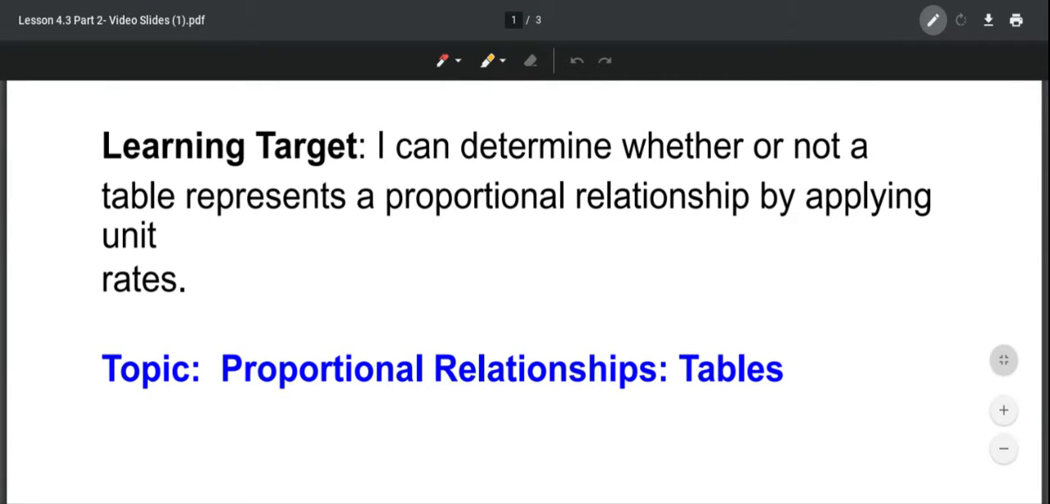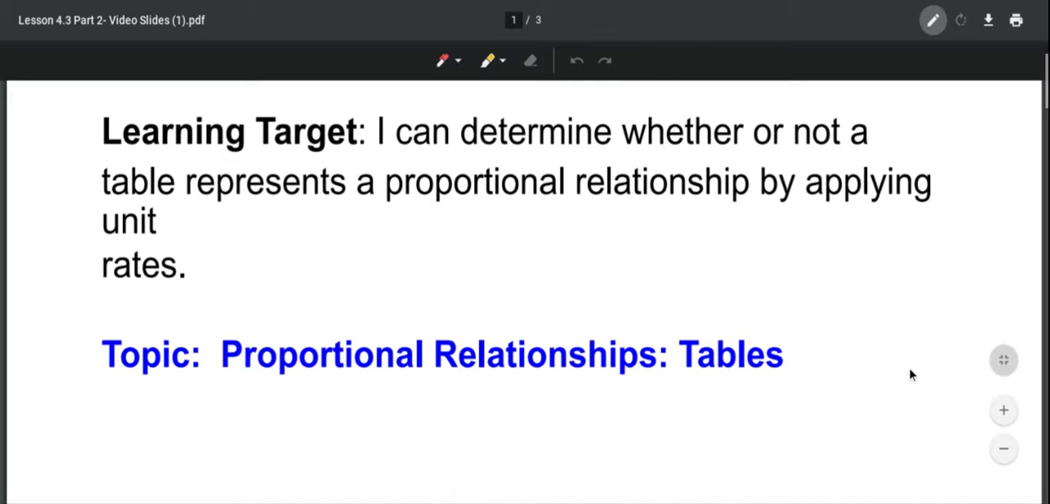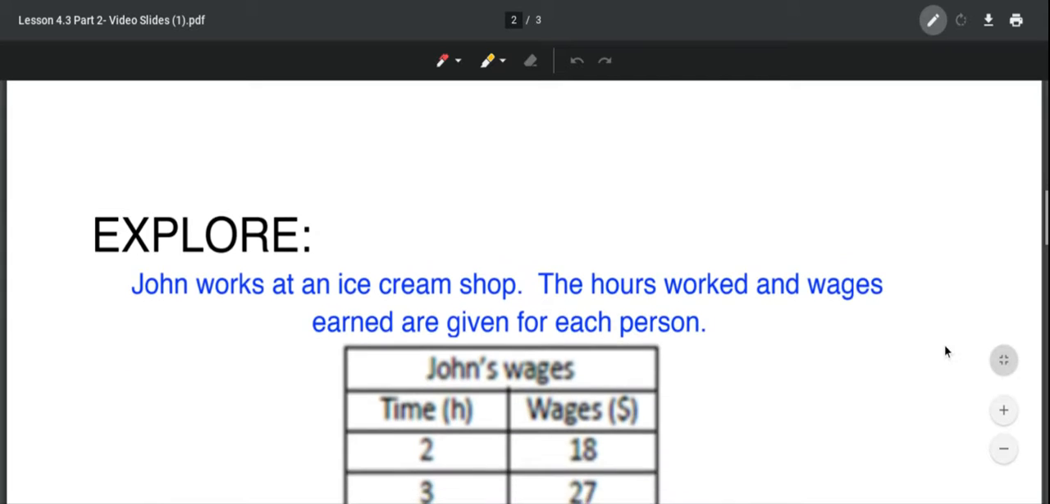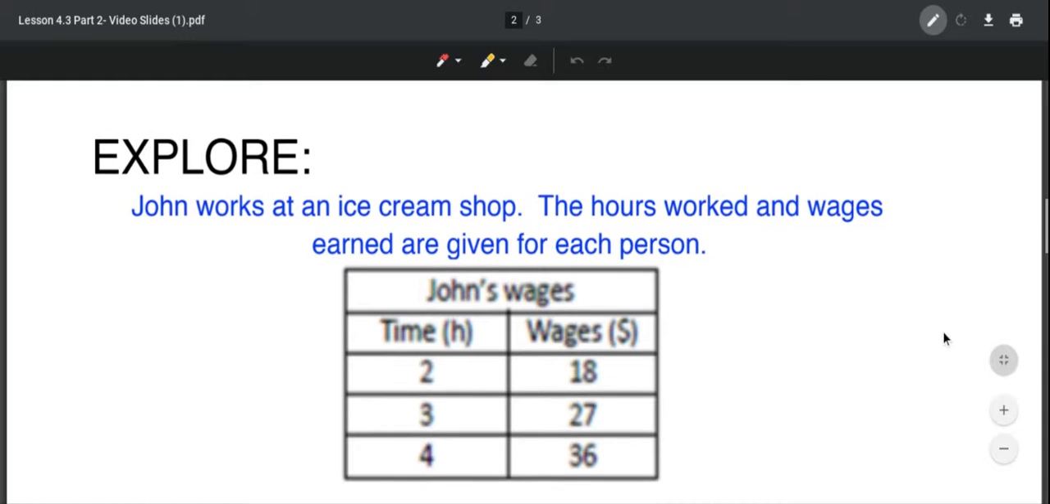Hello. In Lesson 4.3, Part 2, we will continue to determine whether or not a table represents a proportional relationship by applying unit rates. Let's begin by looking at the first question.